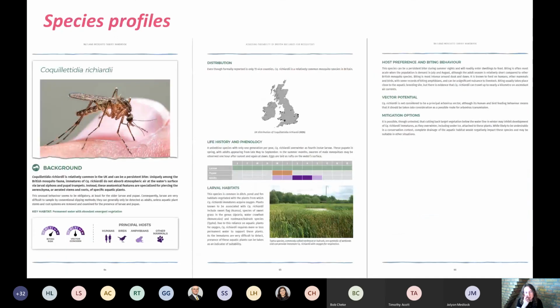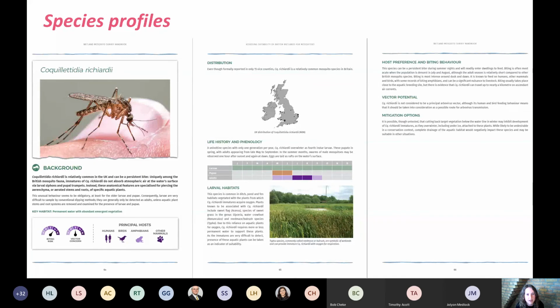So the species profiles, these are hand in glove with the wetland mosquito prediction tool. These species profiles cover about 20 species, so we're not covering all 36 because some of those are very rare and certainly aren't implicated in any nuisance or public health issues. So for these 20 or so species, we've created these species profile fact sheets.